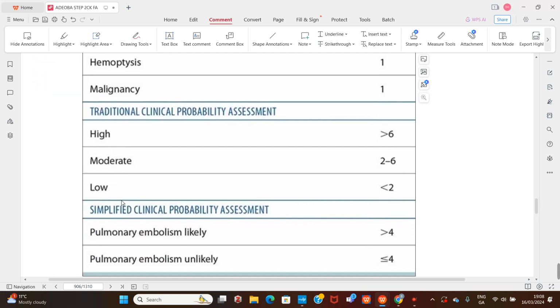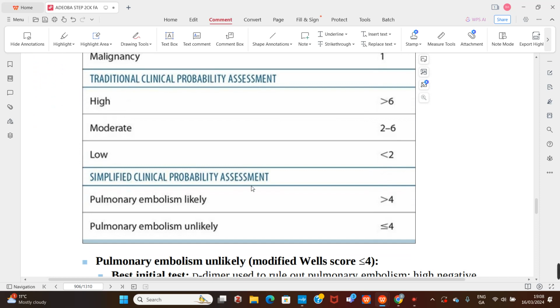So you have a simplified clinical probability assessment. The simplified one is just to quickly know what investigation you are going to do next. Once it is greater than 4, you do your CT pulmonary angiography. But once it is less than or equal to 4, we have to know the equal to is very important. Some people, that's where they get confused. They're like, is it greater than or equal to 4 or less than or equal to 4? It is less than or equal to 4.